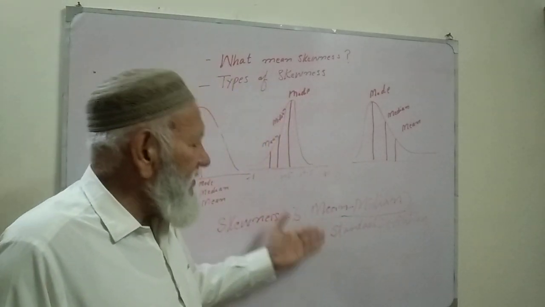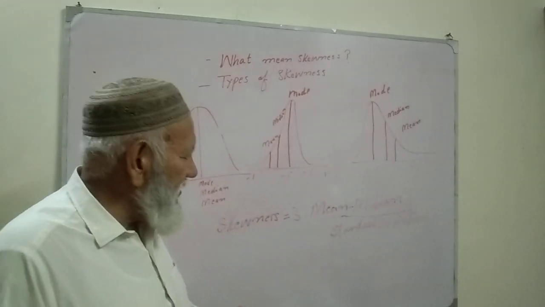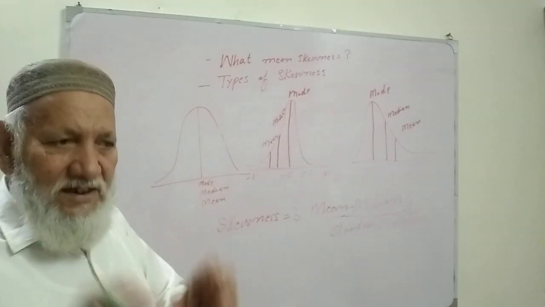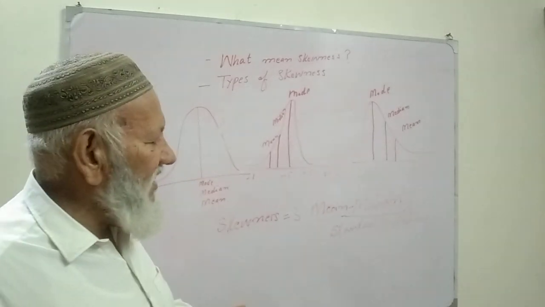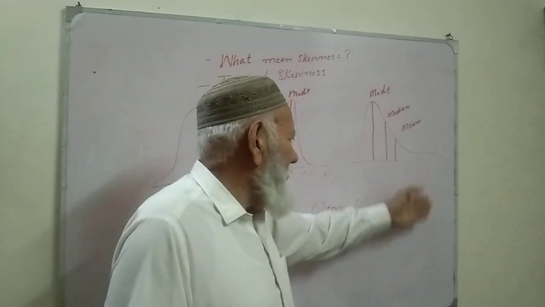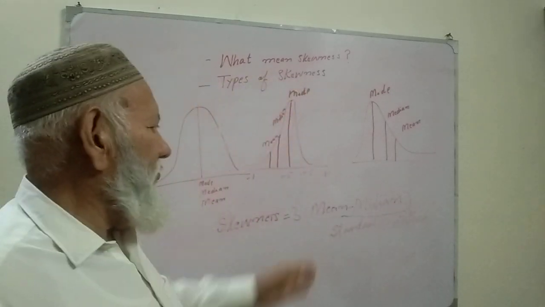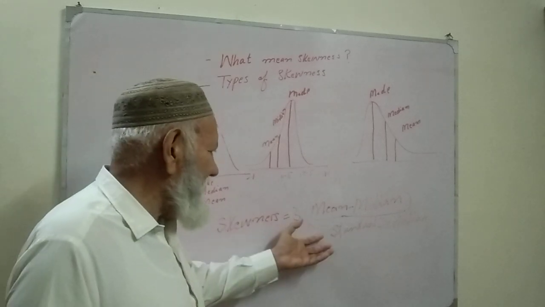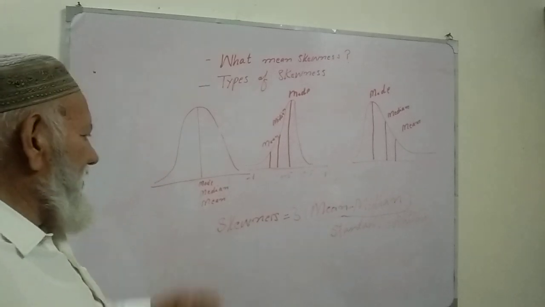So standard deviation: when we collect the data, arrange it, and calculate the mean, then from the mean we calculate the mean deviation, and then we convert it into variance. Third, we take the square root of the variance and calculate the standard deviation. Standard deviation shows the dispersion, how much the data is dispersed. For this purpose, you will check the standard deviation, mean and median for skewness.